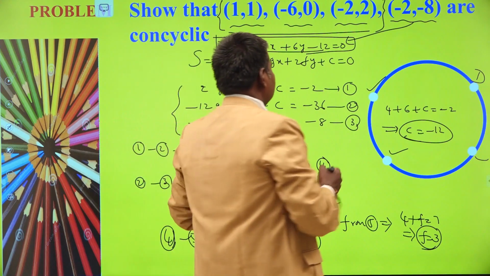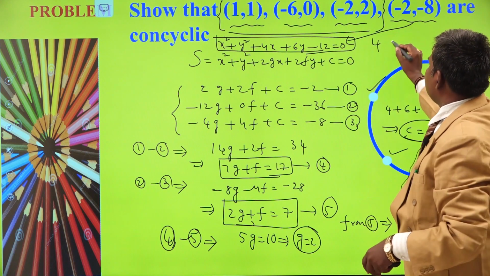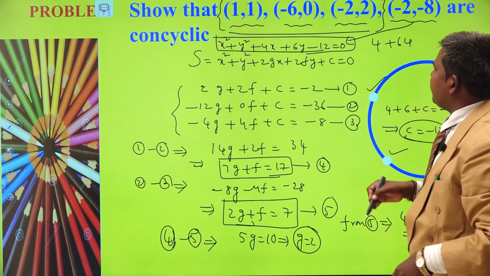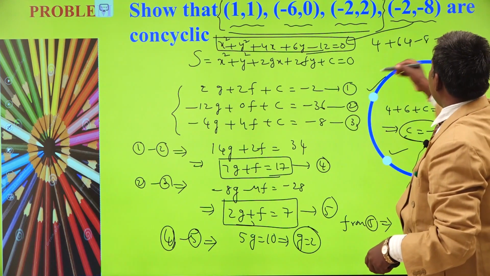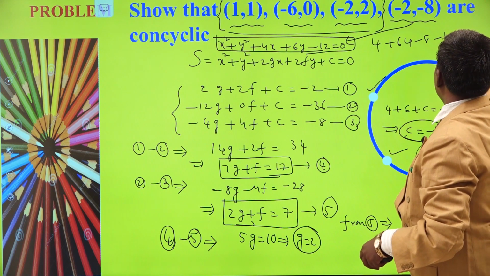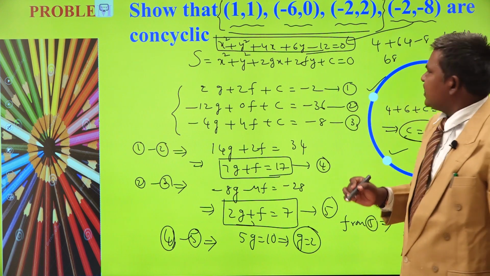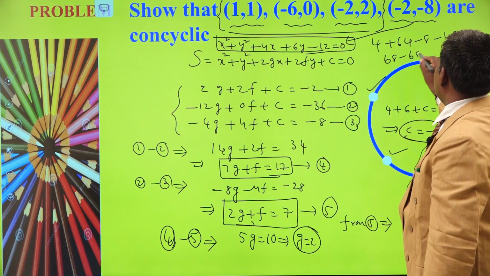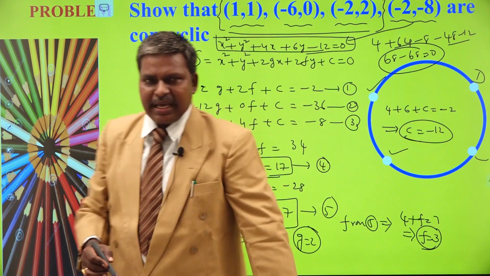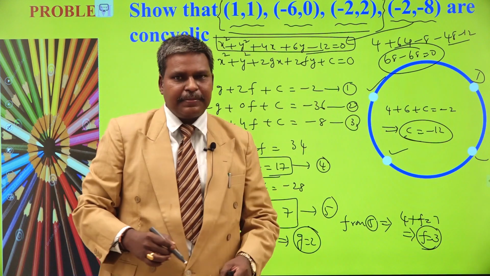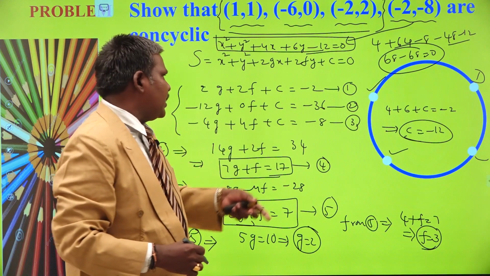Now substitute. What happens? 2 2s are 4. 8 8s are 64. Minus 8 whole square is nothing but plus 64. Minus 8. Next, minus 48. Minus 12. This is 68. Minus 48 minus 12 is minus 60. Minus 60 minus 8 is minus 68. So 68 minus 68 equals 0. So clearly the 4th point satisfies the circle passing through the first 3 points. These 4 points are concyclic.